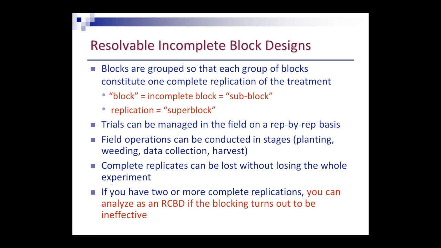Another thing that's really nice about the resolvable designs is that if you have 2 or more complete replications, you can analyze it as a randomized complete block design if it turns out that the sub-blocking, the incomplete blocks, are not effective. If there's no measurable variation among them, then you can just ignore them and treat the whole experiment like a randomized complete block design.